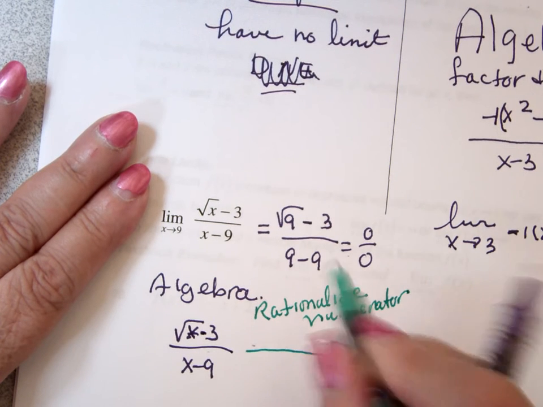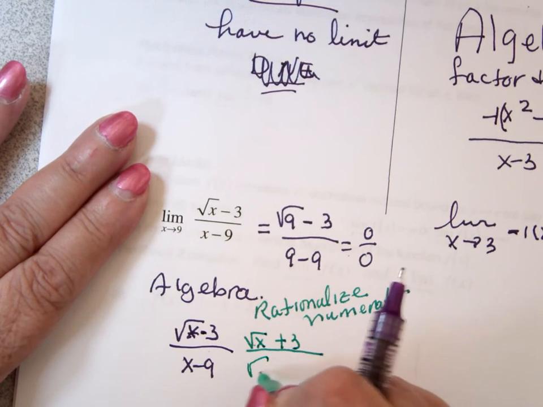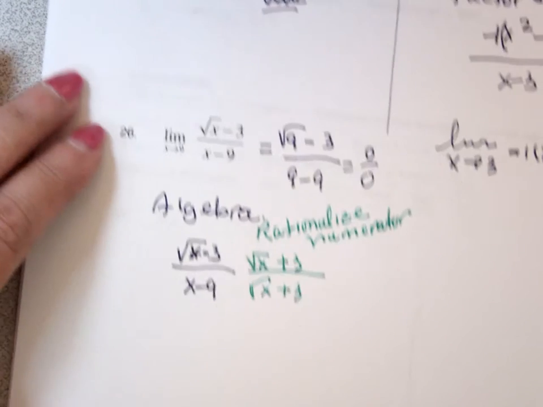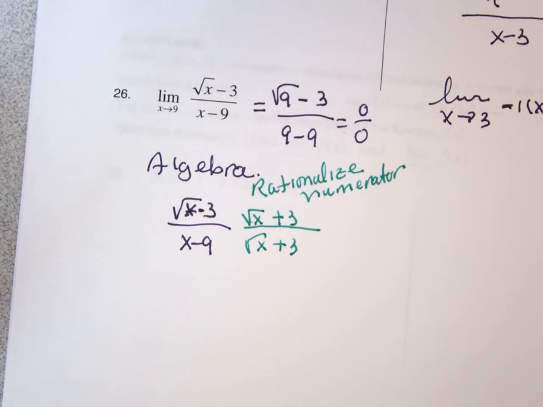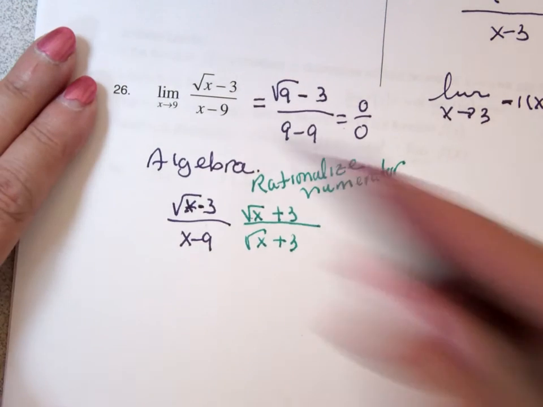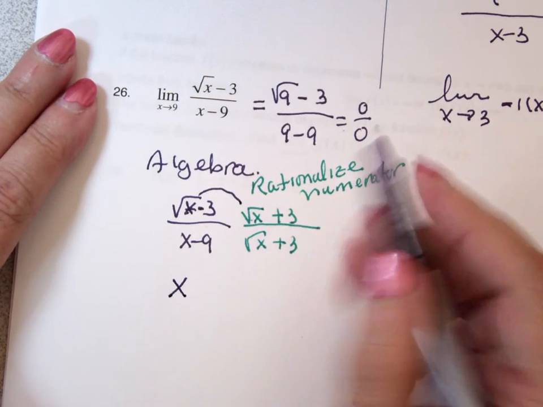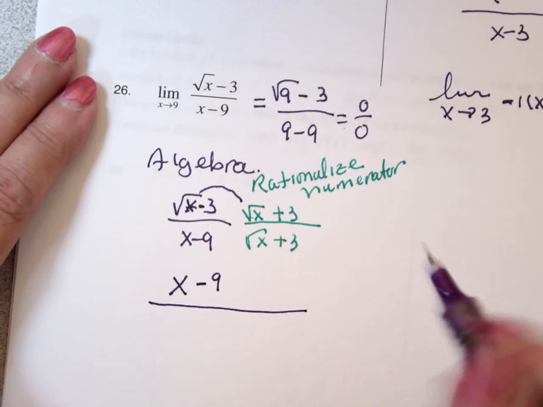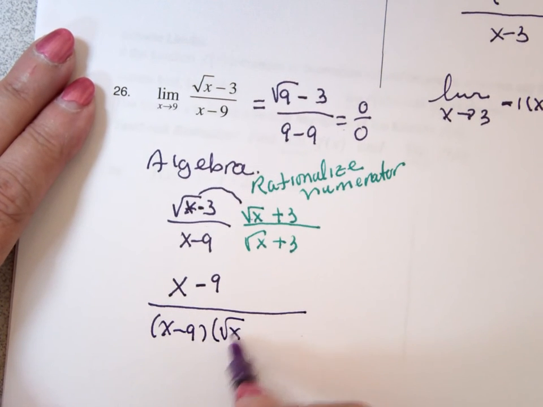I'm going to multiply by the conjugate, square root of x plus 3, over square root of x plus 3. See, this class really exercises your algebra muscles. Square root of x times the square root of x is x. Inner outers add to 0. Minus 3 times plus 3 is minus 9. Over x minus 9 times square root of x plus 3.